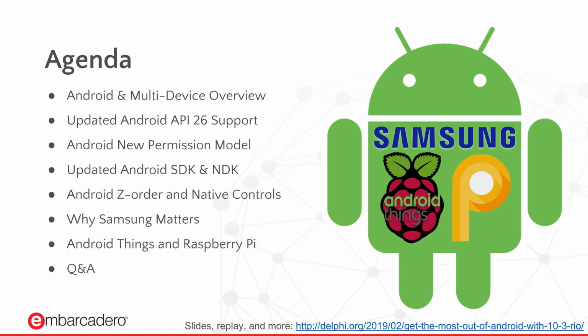Here's our agenda. I want this to be a combination of what's new for Android in 10.3 Rio, as well as a state of Android today from a developer's point of view. I'm also going to talk a little about Raspberry Pi with Android Things and Android Pie, two different Pis there, Pi versus PIE, and a little bit about why Samsung matters and why you should care.